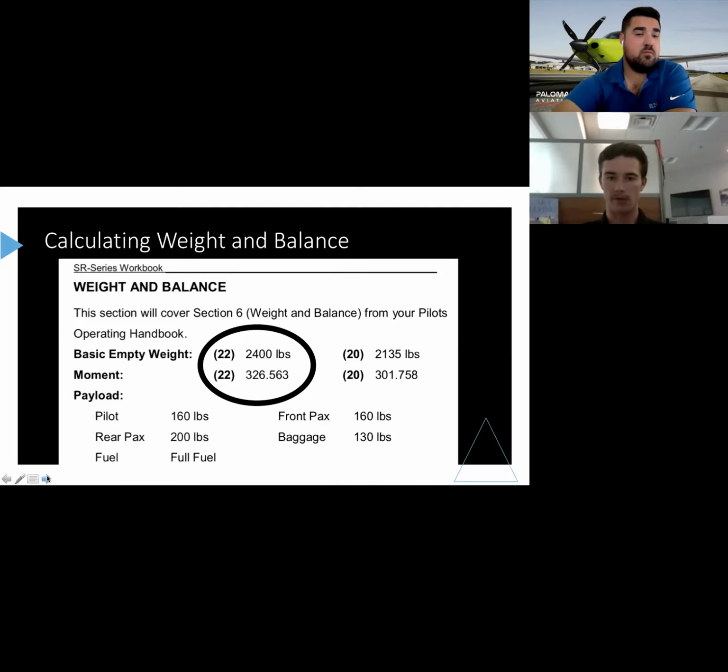So we've got a 2,400 pound aircraft and a moment of 326.563, and that is moment divided by 1,000. Now our payload down here, we're going to have a pilot in the front seat and a front seat passenger, both weighing 160 pounds, and a rear passenger weighing 200 pounds, and 130 pounds of baggage, and a full fuel load.